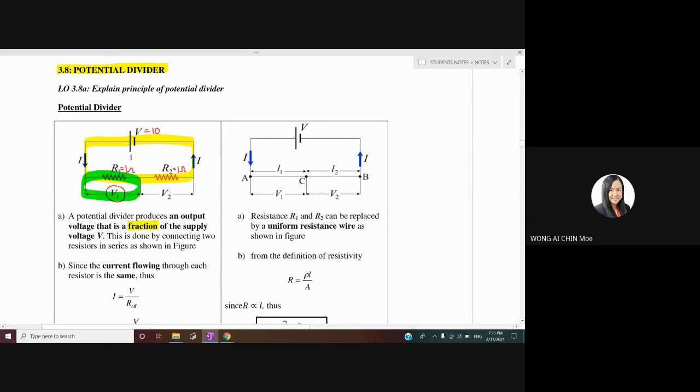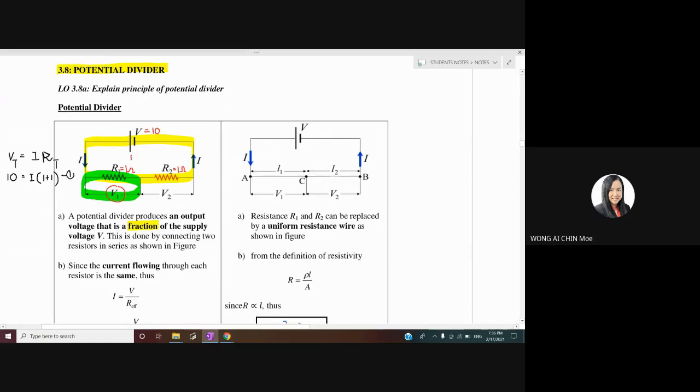The first loop, we have V equals IR. Look at the yellow one, the first loop, the big loop. Because this big loop involves the total, we take everything total. In this loop our V is 10 and I we don't know. R total for this loop is 1 ohm plus 1 ohm, equals 2 ohm. So this is our first equation.